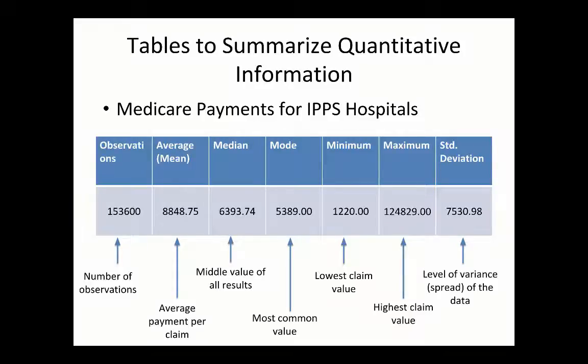Therefore, we can see that of the 153,600 IPPS hospitals, the average Medicare payment is $8,848.75, with a median of $6,393.74, and so on.